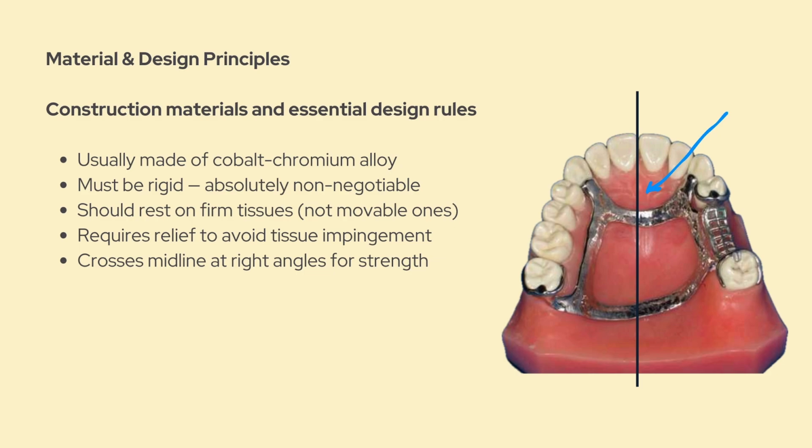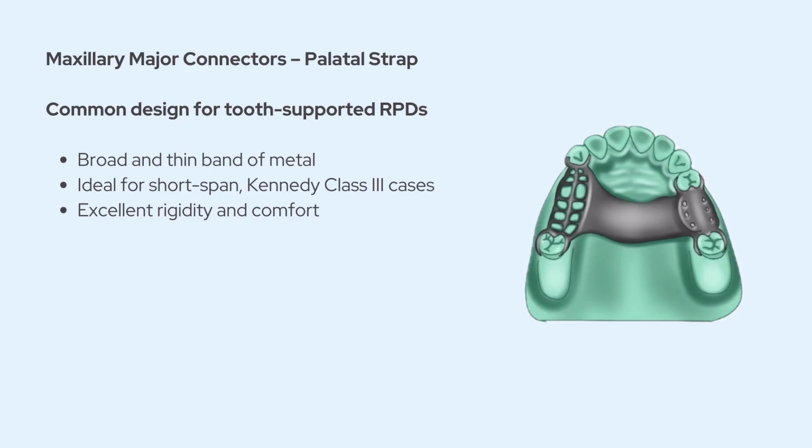Now, when it comes to design principles, there are a few rules that you really have to follow. First, the major connector has to be rigid, that's non negotiable. Second, it shouldn't rest on movable tissues. We only want to place it on firm, stable surfaces like the hard palate or the lingual surfaces of the mandible. Third, you need to give it adequate relief to avoid impinging on soft tissues, especially near frena or undercuts. And last but not least, when crossing the midline, it should be done at right angles to make sure stress is evenly distributed and the rigidity is maintained.